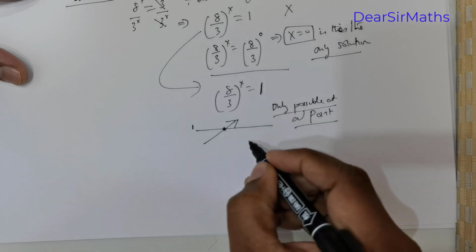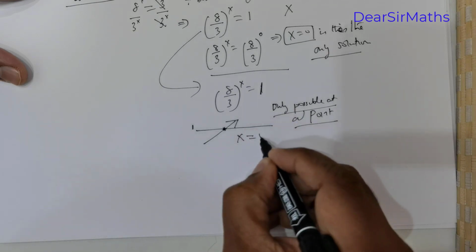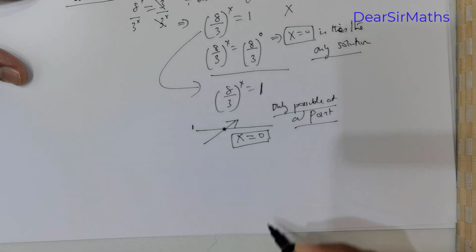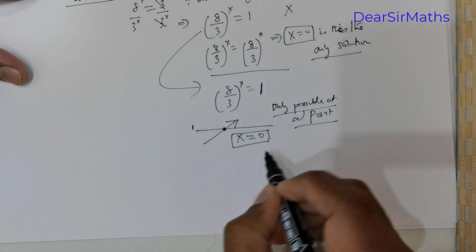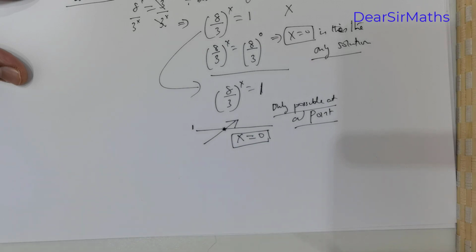And what is that point, or which is that point? That point is x is equal to 0. So that is the reason to be provided in completing this particular question.